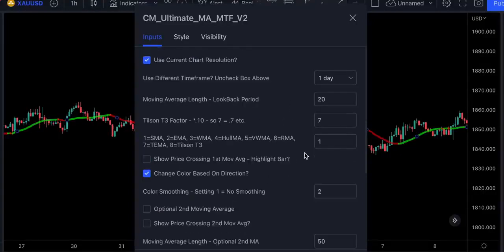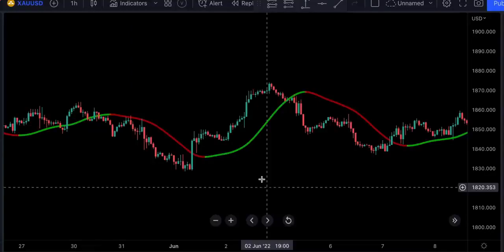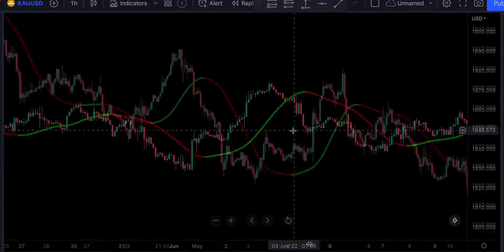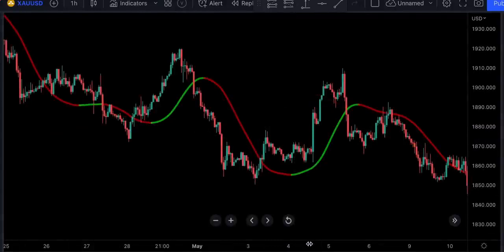For example, let's change the MA length from 20 to 100. And this option from 1 to 4. We can also change the tension factor from 7 to 10. We see right away the signals have become more accurate. This moving average can be used as a first confirmation indicator and the baseline at the same time.